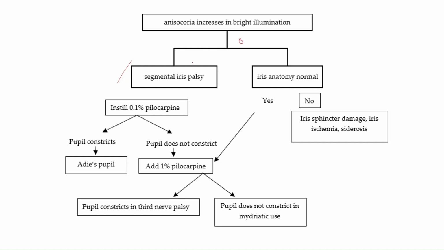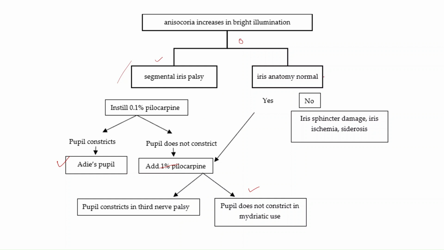So why is it not constricting? Either there is a segmental iris palsy, which is seen in Adie's pupil. So instill 0.1% pilocarpine. If it constricts, then it is Adie's pupil, because these pupils have supersensitivity to pilocarpine. If it does not constrict, then try 1% full strength pilocarpine. If it's a third nerve palsy, the pupil will constrict. If it is just the use of a mydriatic, then the pupil will not constrict. There is no need to do neuroimaging in these cases because it is all a local cause.